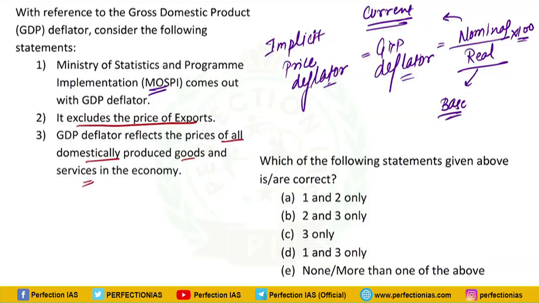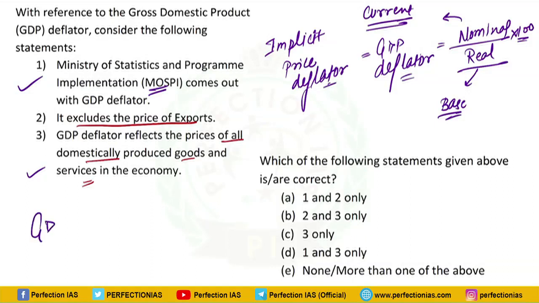So the first statement is correct, that is it is released by the Ministry of Statistics and Program Implementation. Now GDP will include all the items which are produced in the domestic boundary of India. So the third statement is also correct, that is it is going to reflect all the domestically produced goods and services in the economy. Second statement is incorrect. It excludes the price of exports. Why? Exports means the items which are produced within India and then exported to some other country. So of course it will be included.